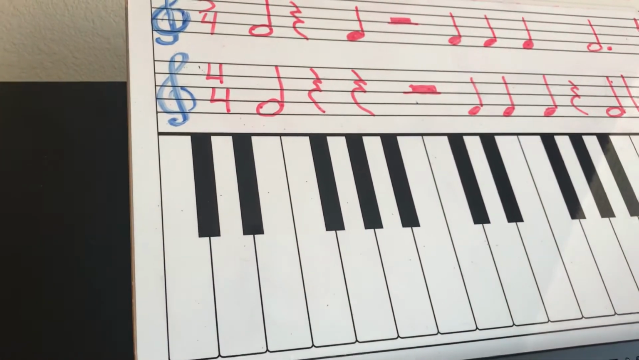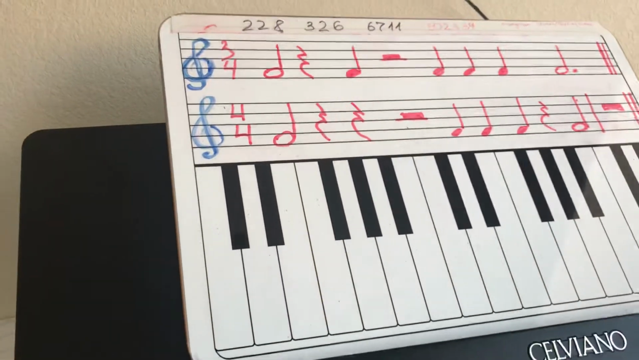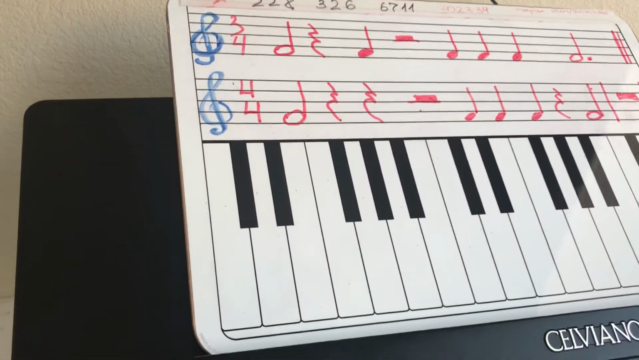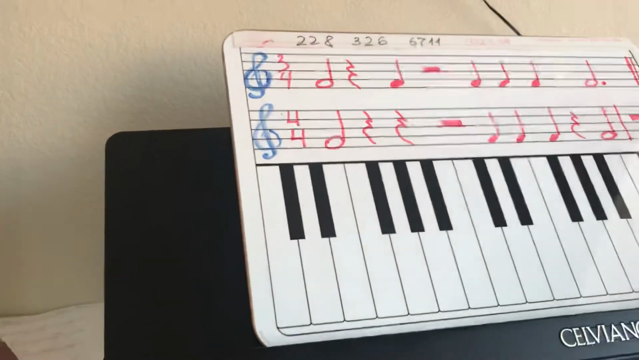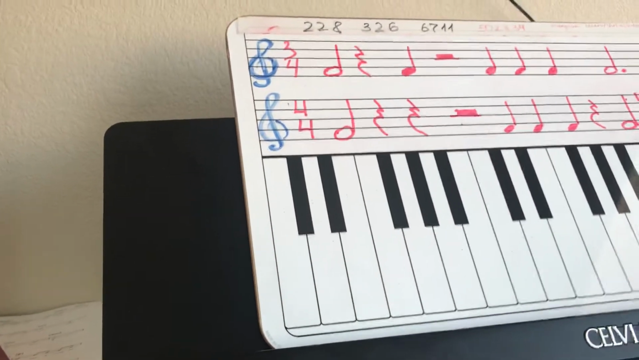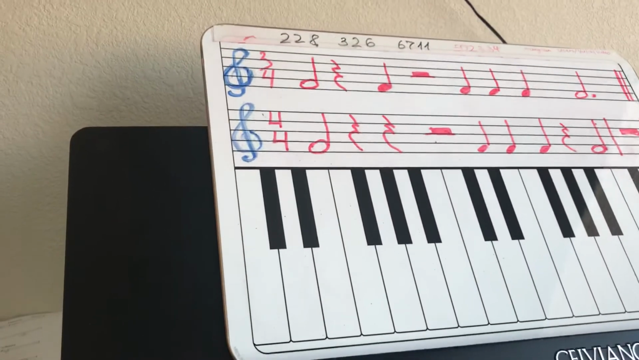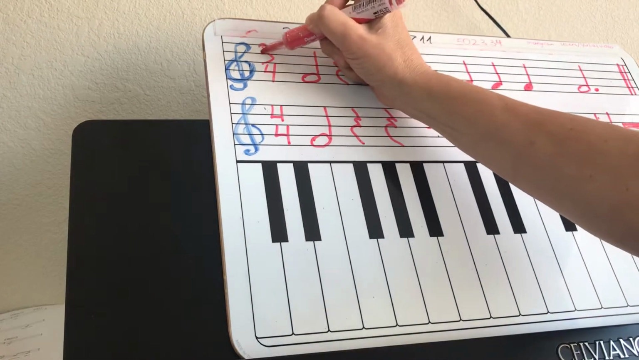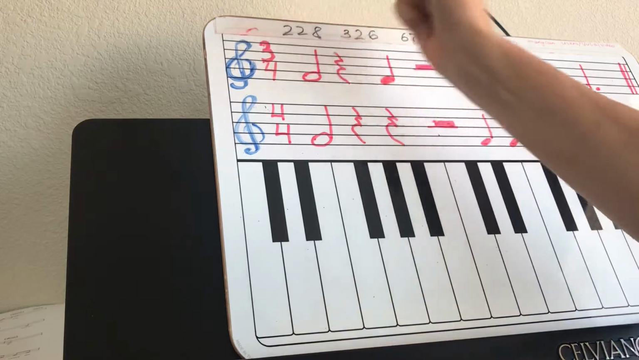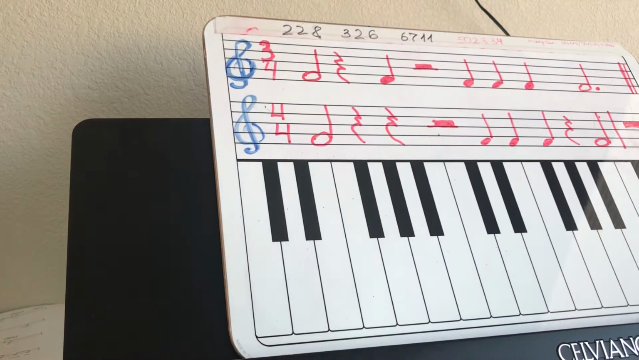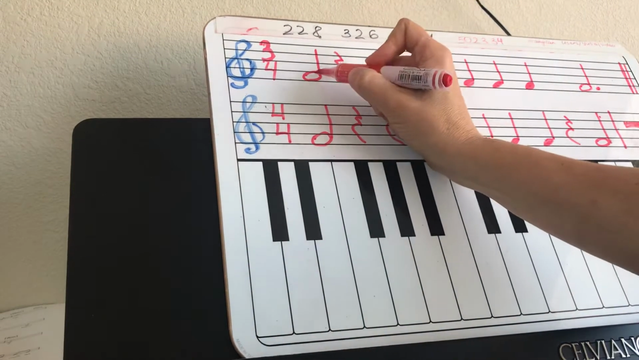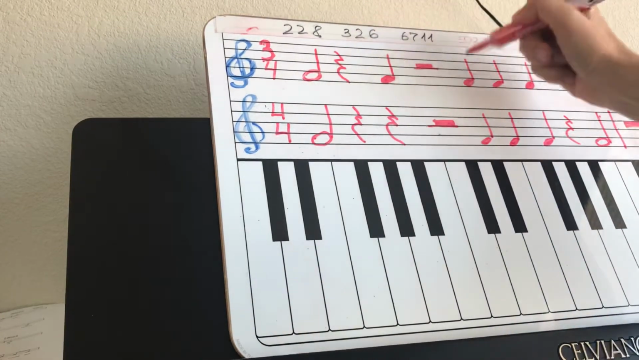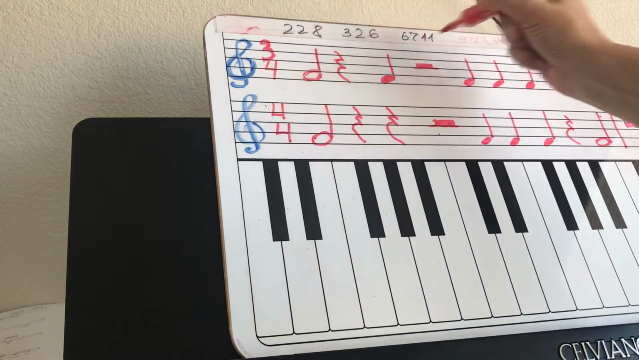The first line, you have 3 quarter notes. You have 3 beats in it. 1, 2, 3, 1, 2, 3. What is your first note? We have to put bar lines. We have to find out where we have to put it.